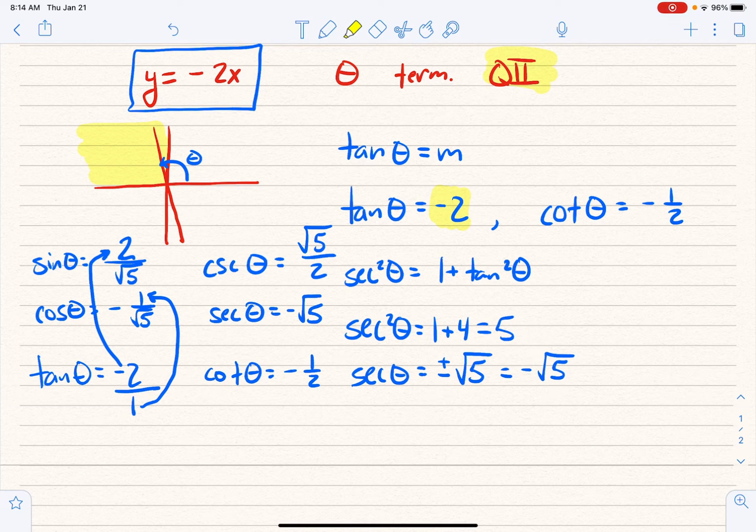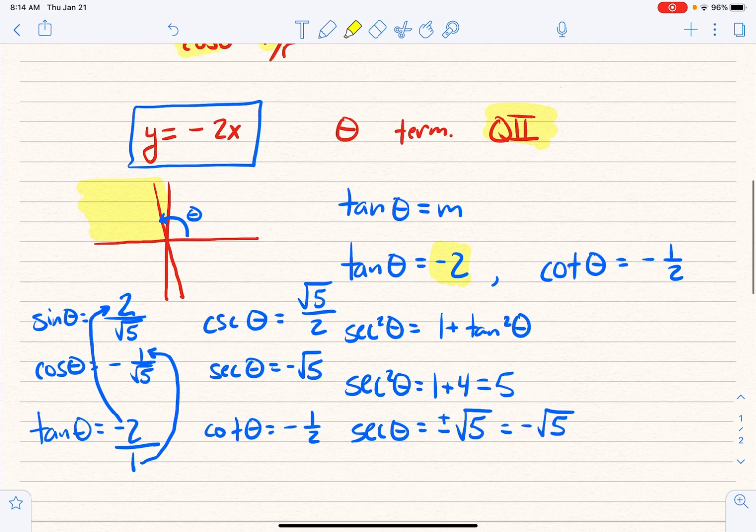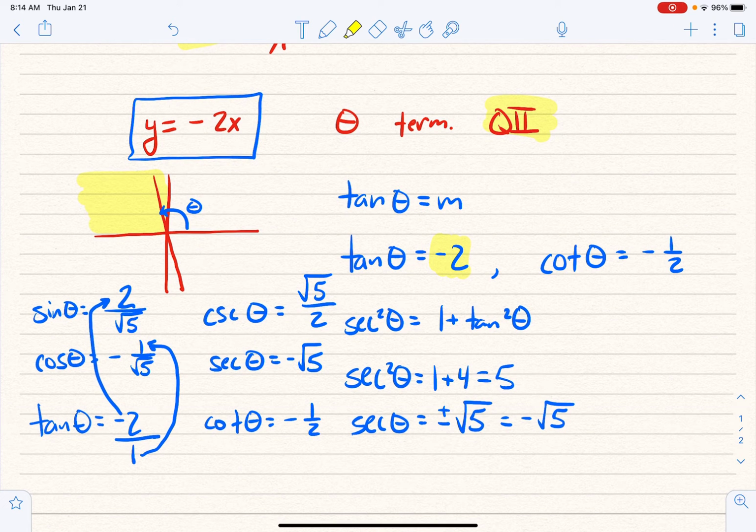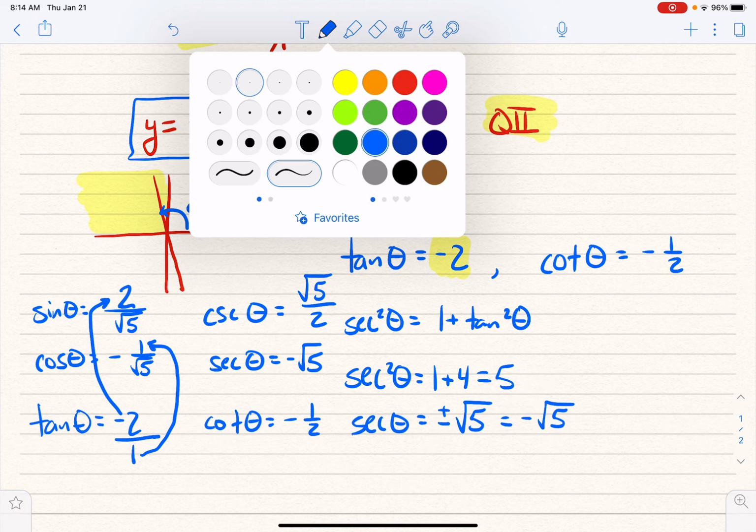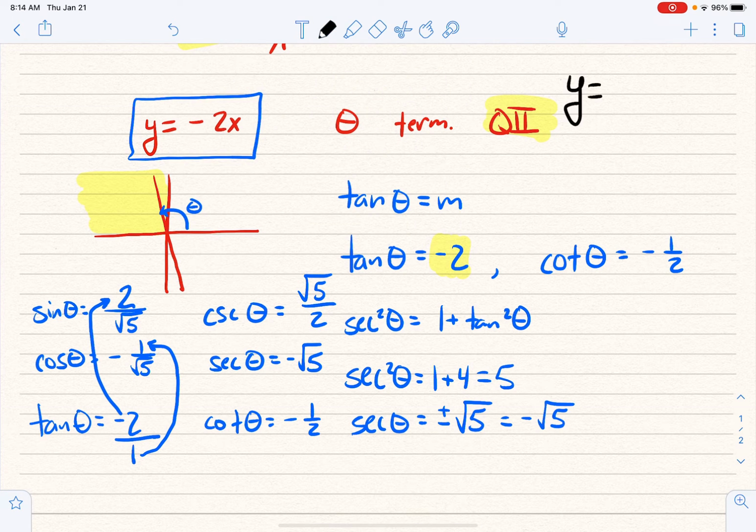But I know we might be moving kind of fast. So now with this here and me working through my logic, what I want you to do is try one. And we're going to start real easy. For the sake of keeping it simple, we'll do one where everything is positive. So how about we use the equation y equals 2/3 x. And we're talking about where theta terminates in quadrant 1.